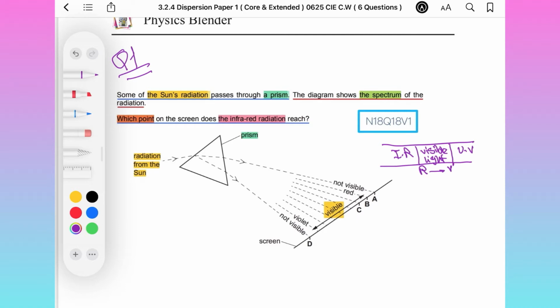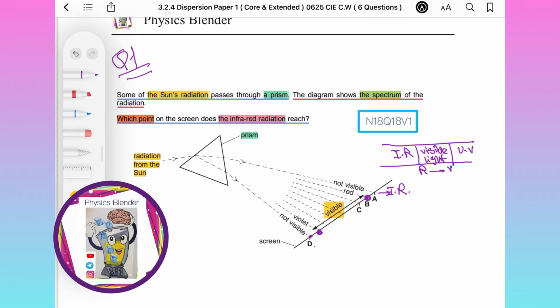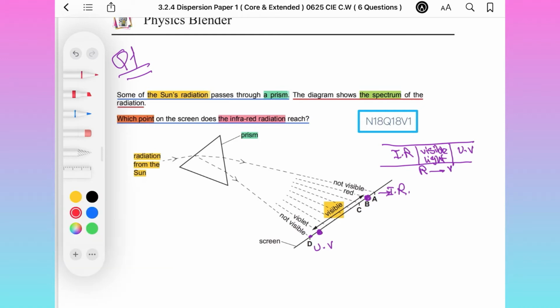So here you have the red color till the violet, so you have the sun's radiation passing through a glass prism. The diagram is showing the spectrum of this radiation, and you have here the red one and here the violet. So the invisible one before red represents infrared, and after violet you have the ultraviolet. Okay, so the answer of this question is A.